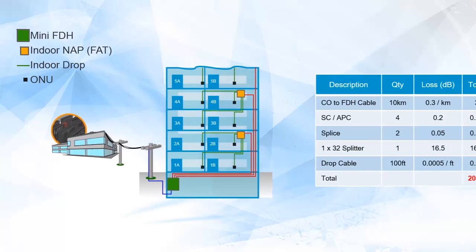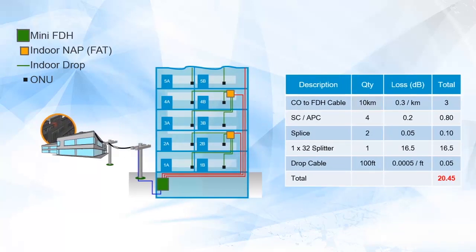Using the above example, assuming the total fiber cable length from OLT to FTTH is 10 kilometers and 4 pairs of LC-APC connections, 2 splices, and 100-foot drop cables, the link loss is calculated as follows. 3 dB for the fiber, plus 0.8 dB for connectors, plus 0.1 dB for splices, plus 16.5 dB for the splitter, plus 0.05 dB for the drop cable. This equates to a loss of 20.45 dB, which is well within the PON optical budget.